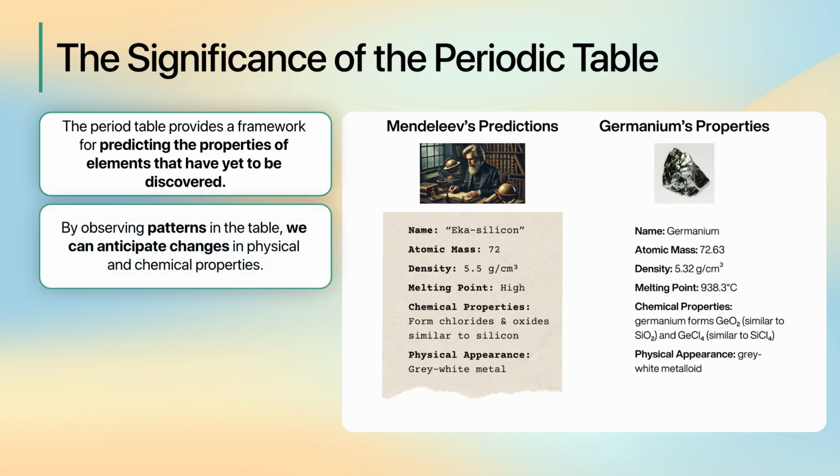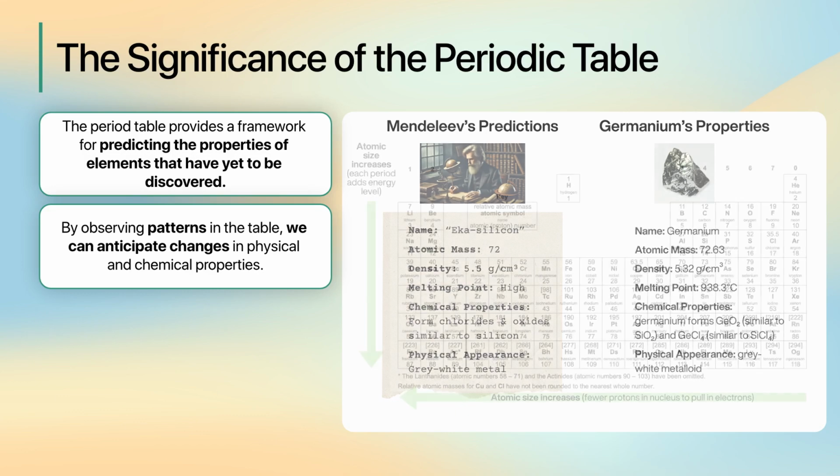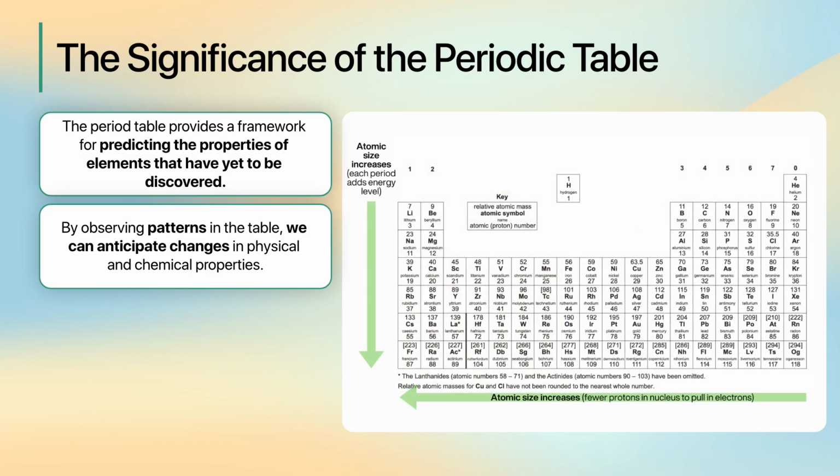This shows that by observing patterns in the table, we can anticipate changes in physical and chemical properties. For example, atomic size increases across a period from right to left and increases down a group. This helps us predict how elements might interact chemically. So, the periodic table isn't just about summarizing known chemical behavior, it also progresses scientific knowledge. Continuous exploration and analysis of the periodic table allow us to refine our understanding of existing elements and discover new ones. This ever-evolving map of elements aids in the inventive process of creating new materials and substances with desired properties.